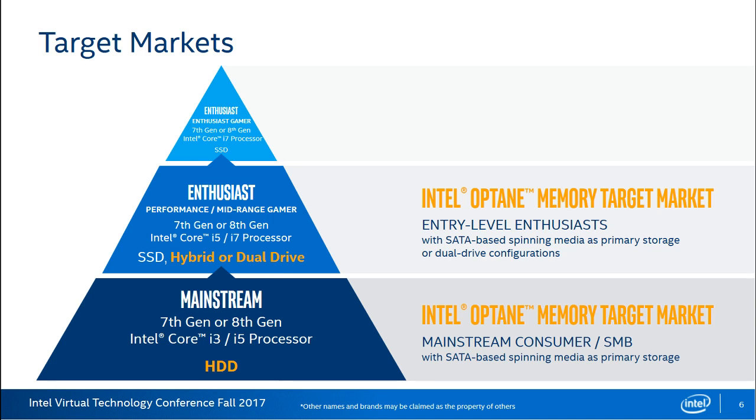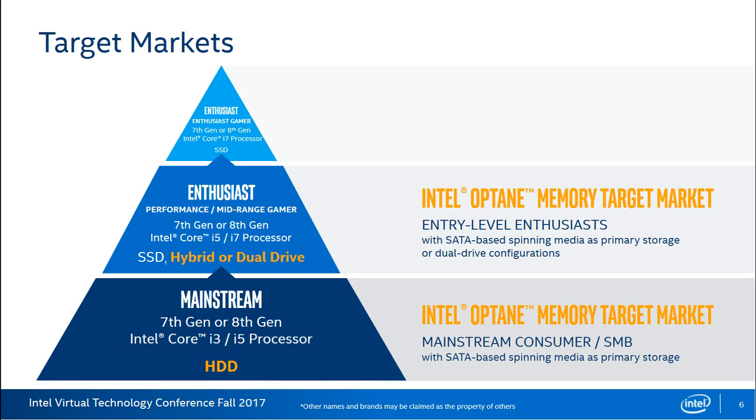Then moving up the pyramid to your entry-level enthusiasts, these are users with a 7th gen or 8th gen Intel Core i5 or i7 processor and an SSD, hybrid drive, or dual drive as their primary storage. For the users in this market with a hybrid drive, we want to accelerate that hybrid drive with Intel Optane memory, similar to your mainstream users with an HDD, to increase the performance and responsiveness of that drive.